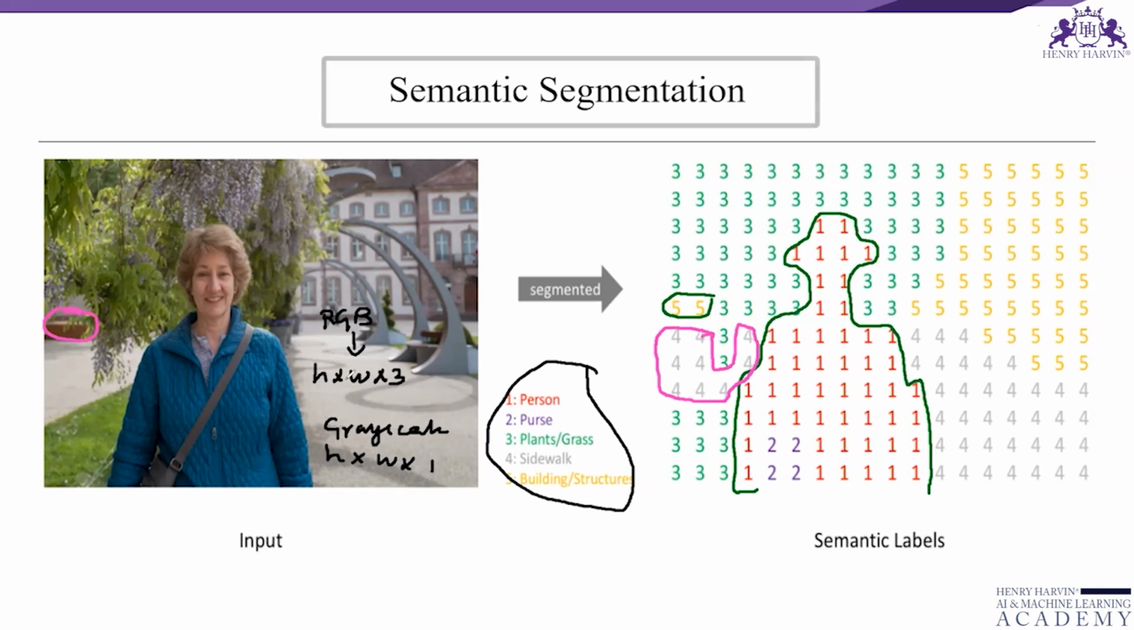So you could see some 4 over here. That is nothing but the sidewalk, right? And then you can see 5 in this region. That is nothing but the building. Hope it is very clear to you, right?